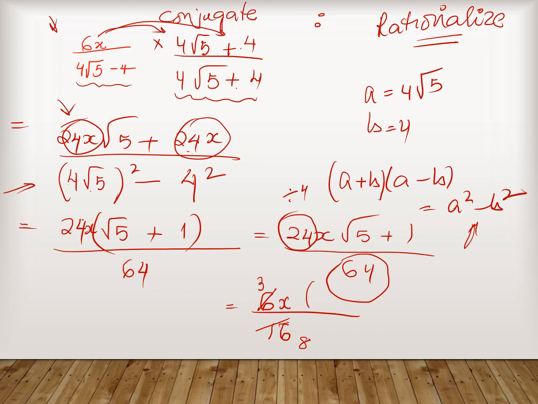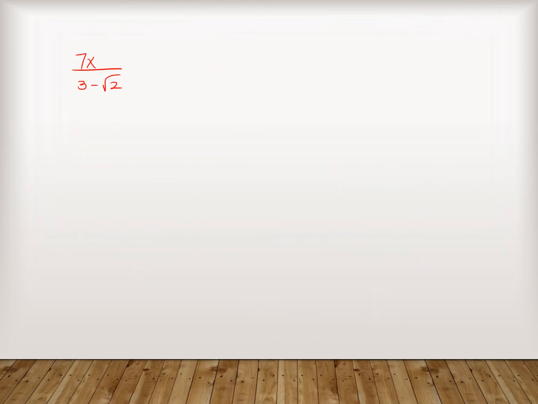And what is left in the bracket will be square root of 5 plus 1. Or you can even write the whole expression in the calculator to get the answer, but of course you cannot write the x, so only write 24 divided by 64 in the calculator. You will get 3 by 8 and the rest as it is. Let's take one more example.